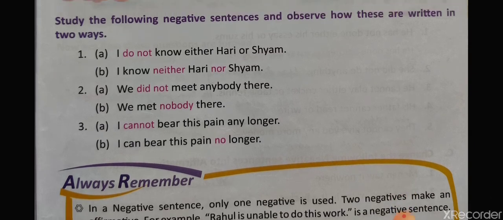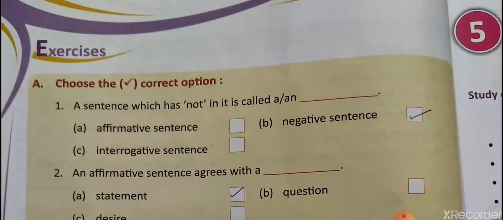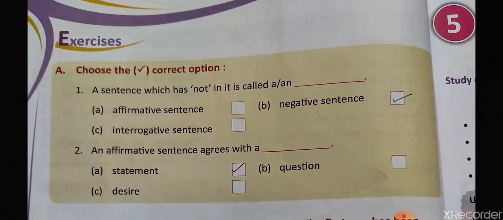With this, the explanation part of the chapter is over. Let's come on to the exercise. A sentence which has "not" in it is always called a negative sentence. An affirmative sentence agrees with the statement because an affirmative sentence shows agreement.